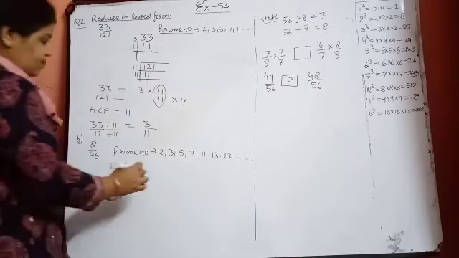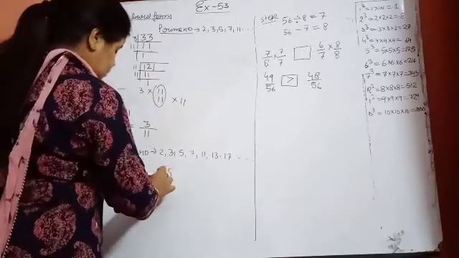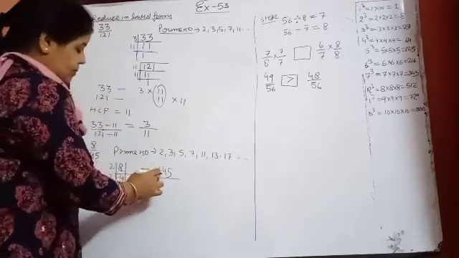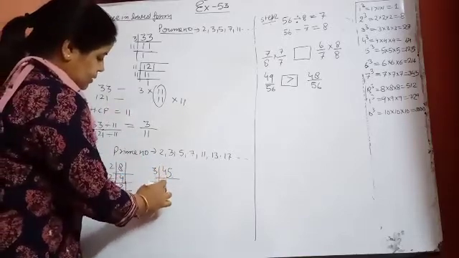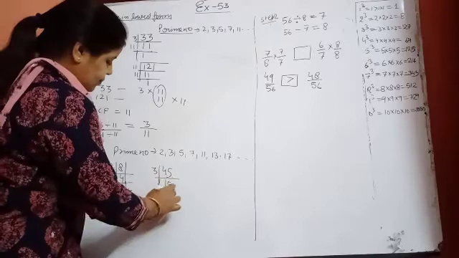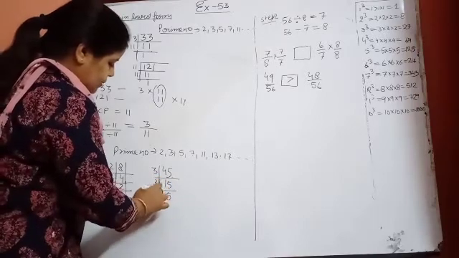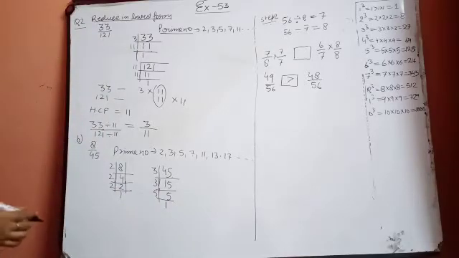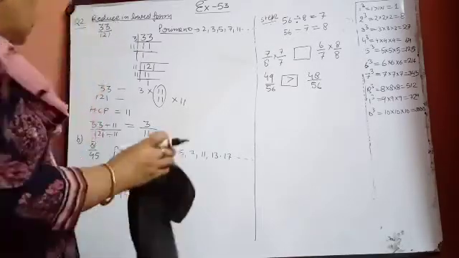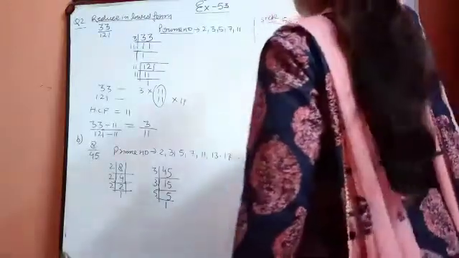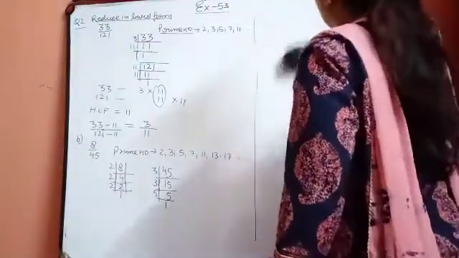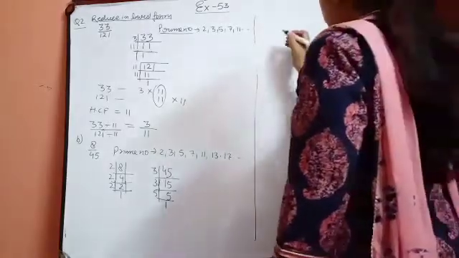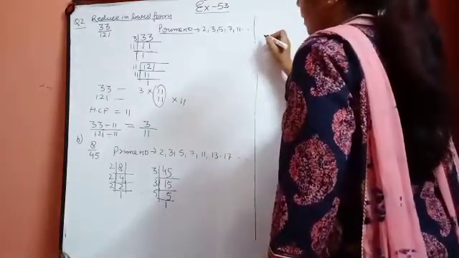Now 45 also. See that it will be divisible by only 3. 3 15s are 45, 3 5s are 15, 5 1s are 5. Now what will we do? See here. For the SCF, what will you write?